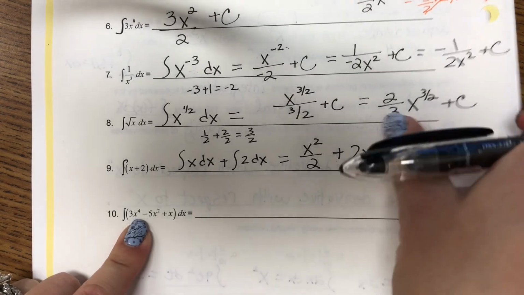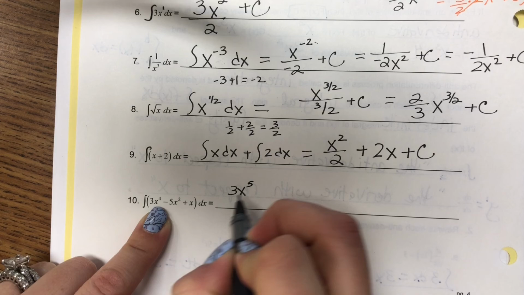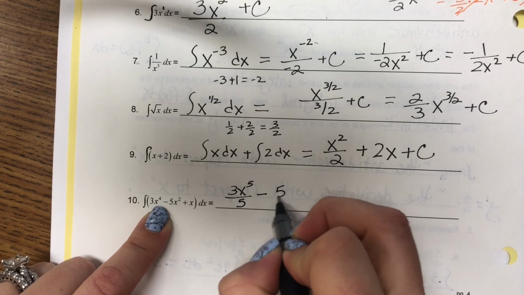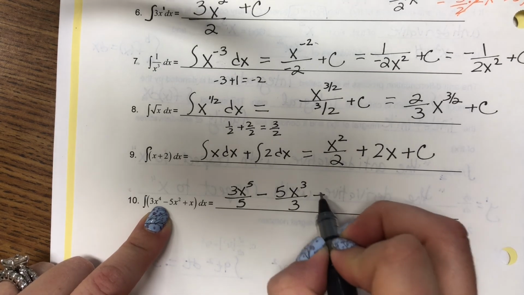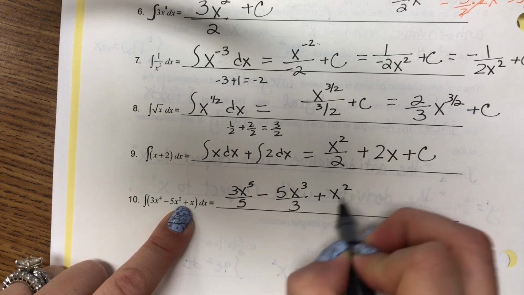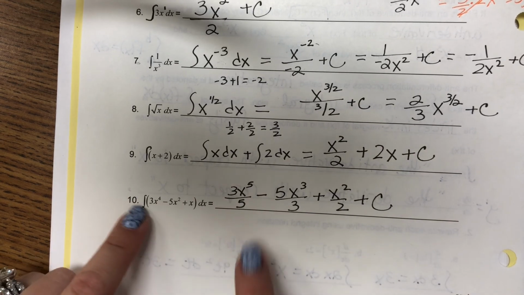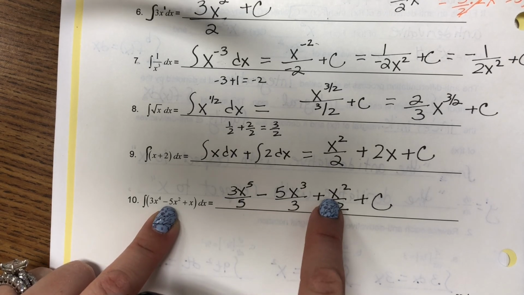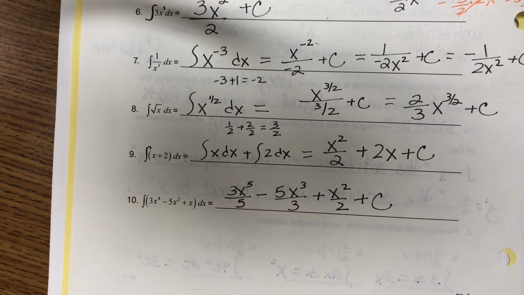So then lastly, for 10, we've got add 1 to the exponent over the new exponent, minus add 1 to the exponent over the new exponent, and then all plus c. So the coefficients carry to the antiderivative answer, and I add 1 to my exponent, divide by that new exponent. All right, now it's your time to practice.